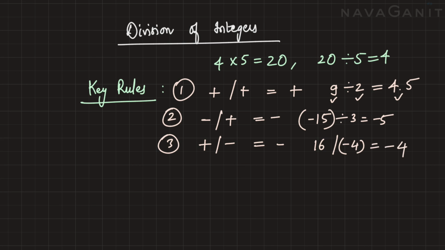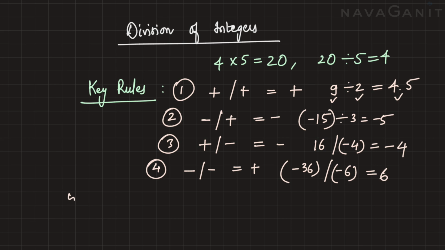Next, we have negative divided by negative. In this case, the result would be positive. So dividing two negative integers will yield a positive quotient. For example, we are dividing minus 36 by minus 6. The result would be 6.